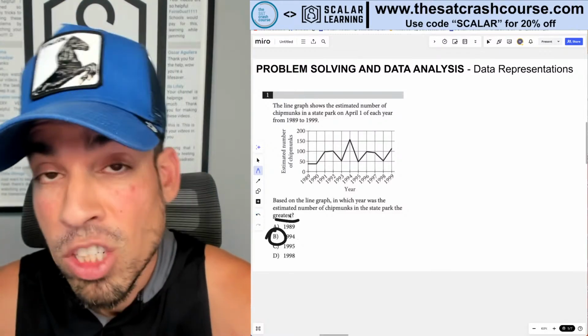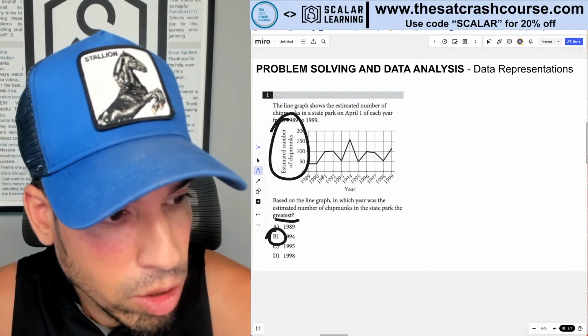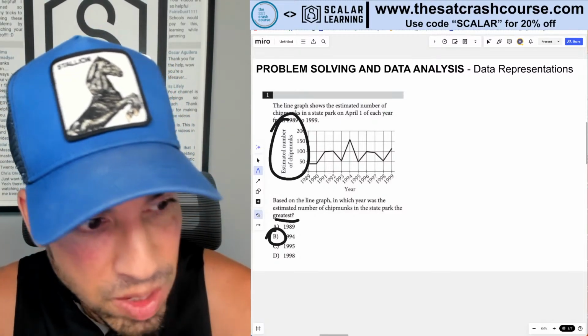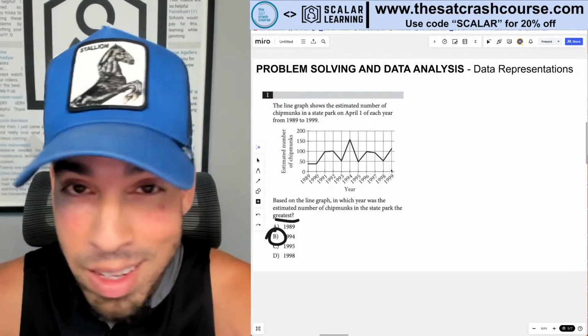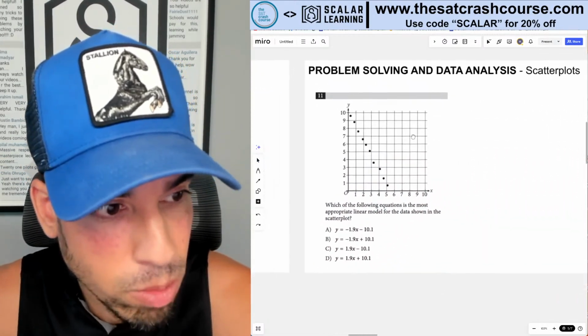B is the winner. That's it. Just got to be able to read a graph, break it down. Look at this: estimated number of chipmunks, year. Get your head around that graph, make sure you understand it, and then your interpretation is not too bad.